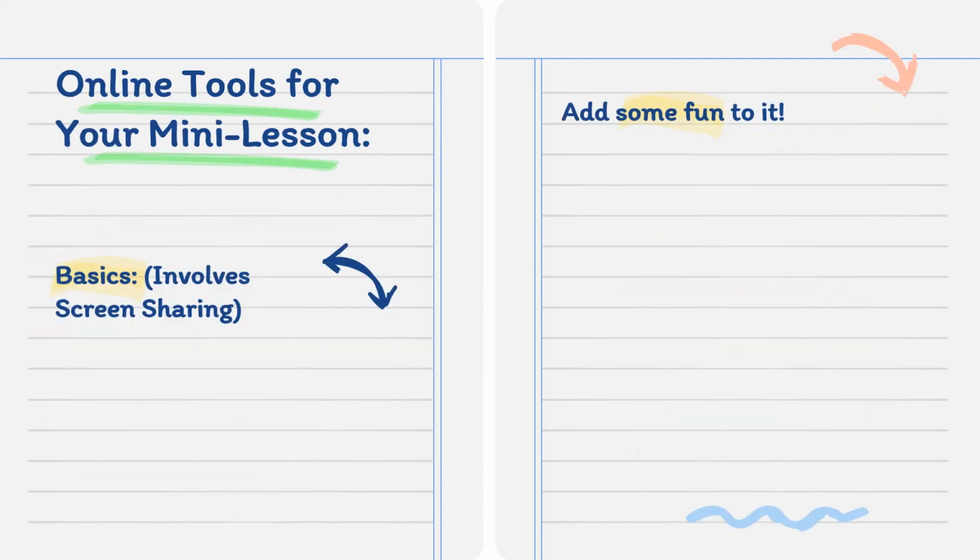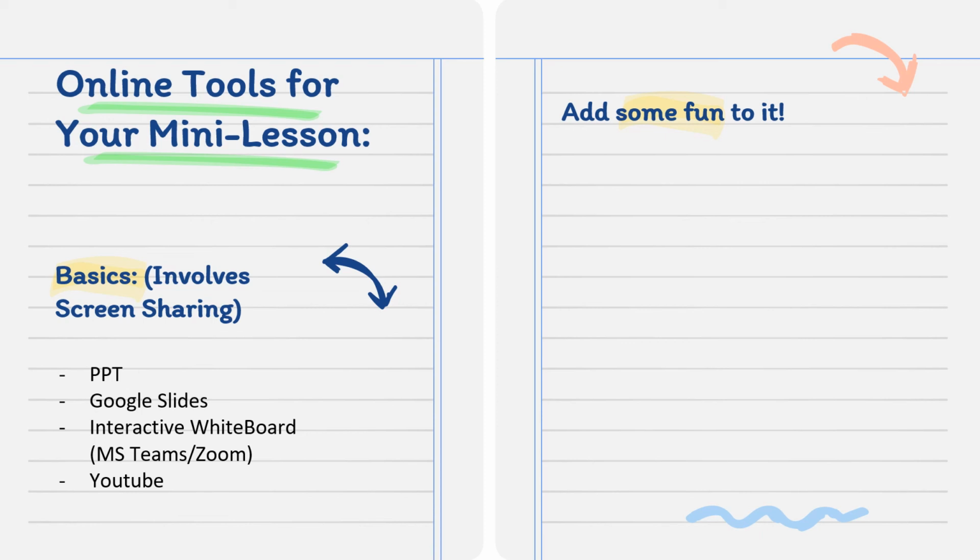Now for the last part of the lecture today, I'm going to show you some tools that you can use online for the mini lesson part of your online session. So as usual, we'll start with the basics. If you're not tech savvy and you're worried about experimenting with new things, then you could just go back to the basics: prepare PowerPoint slides, Google Slides, or use the interactive whiteboards you have on Zoom or on Teams, or just show them a video from YouTube.